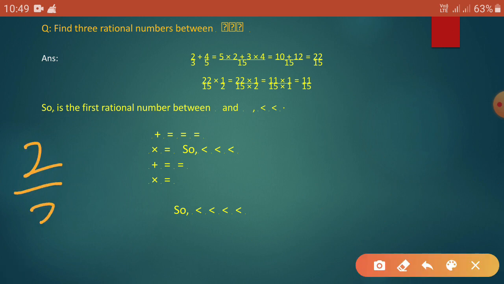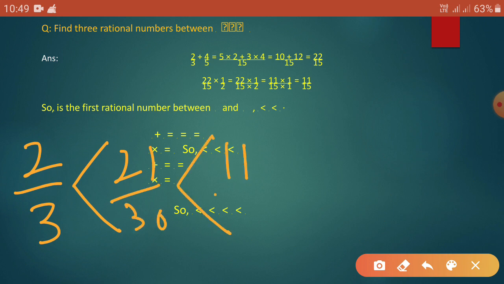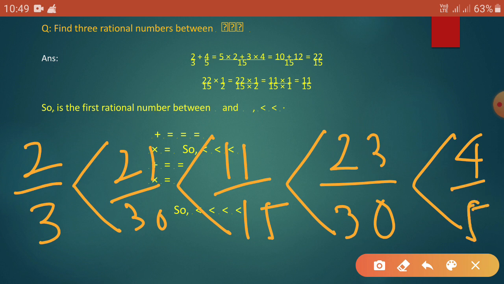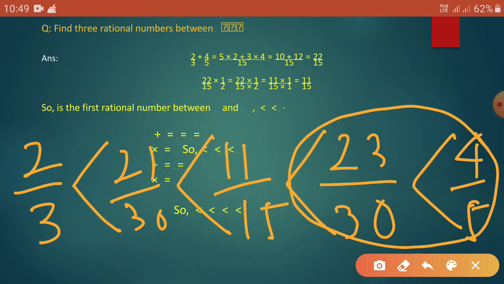So we can write 2 by 3, 21 by 30, then 11 by 15, then 23 by 30, and then 4 by 5. So you got the procedure. Again I am telling you, if you want to find the rational numbers between two rational numbers, then we have to add the rational numbers, and then multiply the result by 1 by 2. So you get the result. Got that?